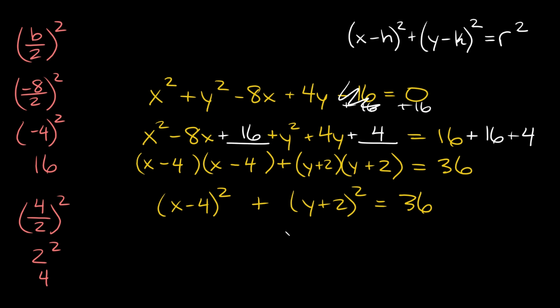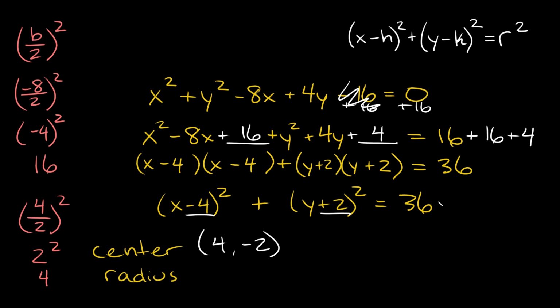So now that this looks like it's in the same standard equation form, now we can start identifying our center and radius. So here the center would be, let's see, this is the x, this is the y. So the center would be at positive 4, negative 2. And the radius, again, just set this number equal to r squared. Take the square root of both sides. So then here, those cancel out, and we get that r is equal to 6.